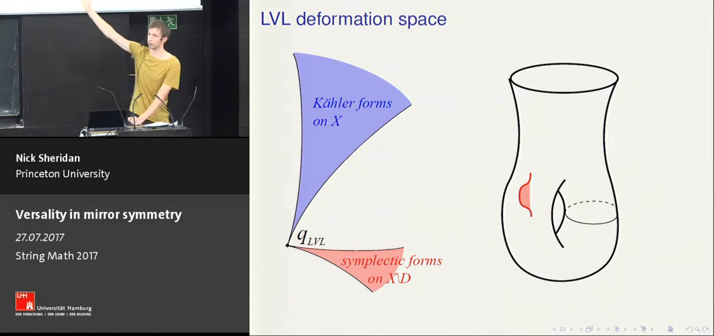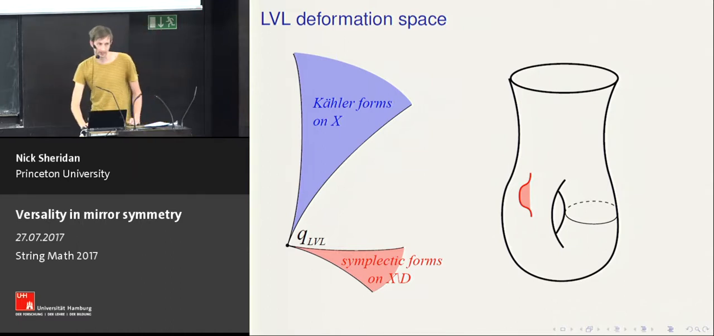I should say this picture is a lie because H2 of the punctured torus vanishes, so there's no space for us to turn on a symplectic form, but in higher dimensions you can have deformations like this, and we're interested in higher dimensional cases.